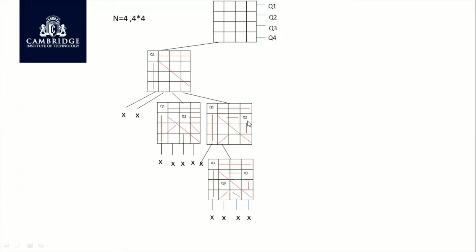Placing column Q2 in column number 4 helped me to place queen 3, but did not help me to place queen 4. Okay, so the inference that I make here is that the choice that I made, that is the column number 1 for queen 1, is wrong. So what should I do? I should backtrack and try to explore a different position for Q1.